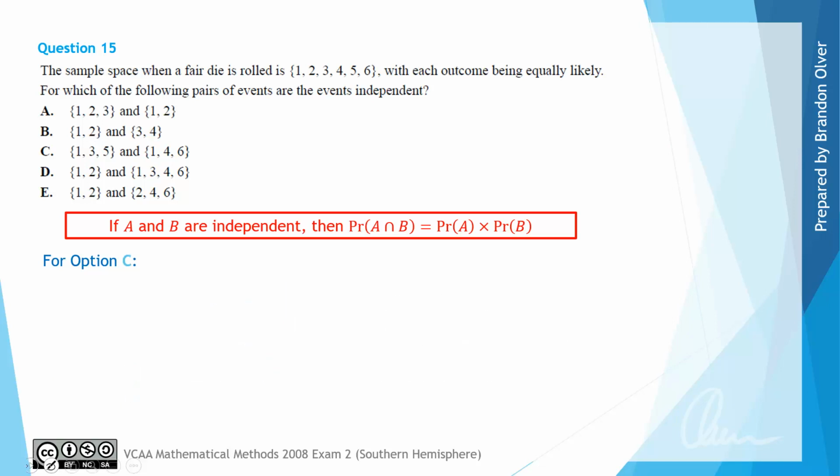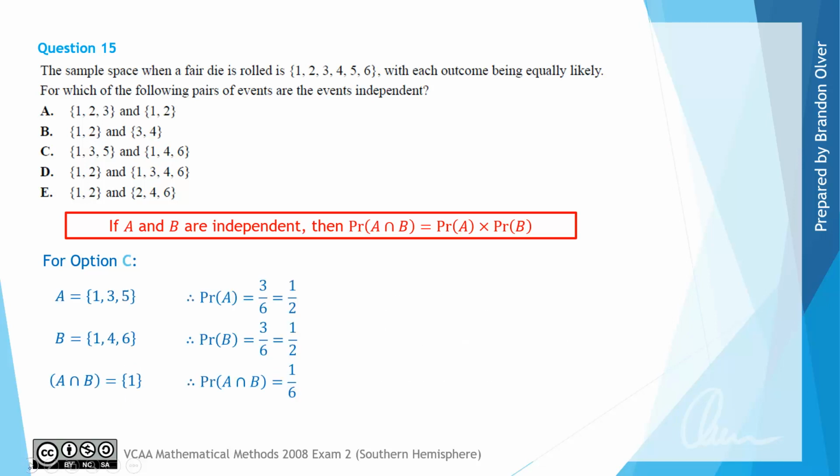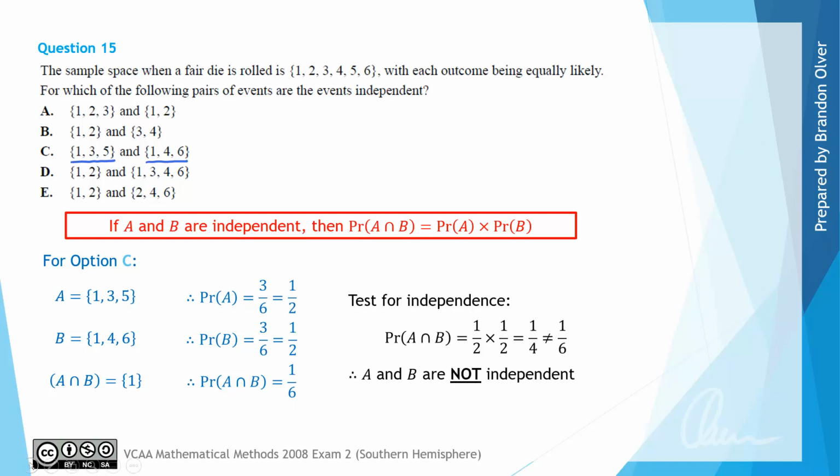Doing the same thing for C, we set up that event A is going to be the first list in C, event B is the second list in C, and the intersection of those 2 events is just the outcome 1. So the probability of A is 1/2, the probability of B is 1/2, and the probability of A intersecting B is 1/6. We then test for independence. We find 1/2 times 1/2 is 1/4, which is not equal to 1/6. So they are not independent.